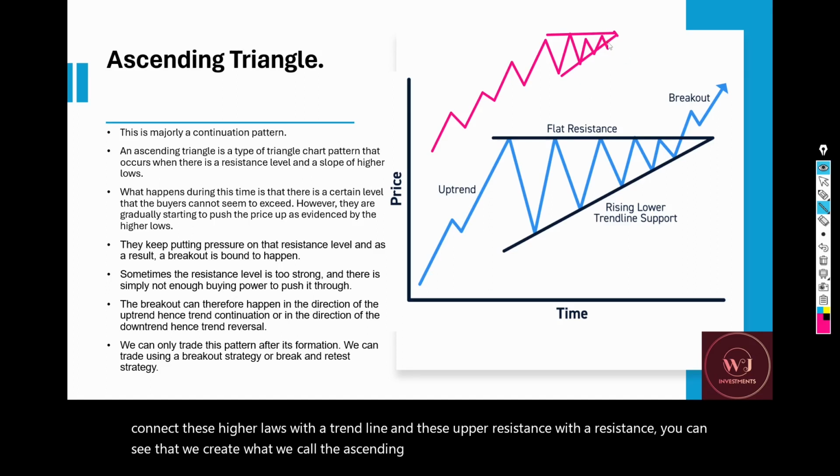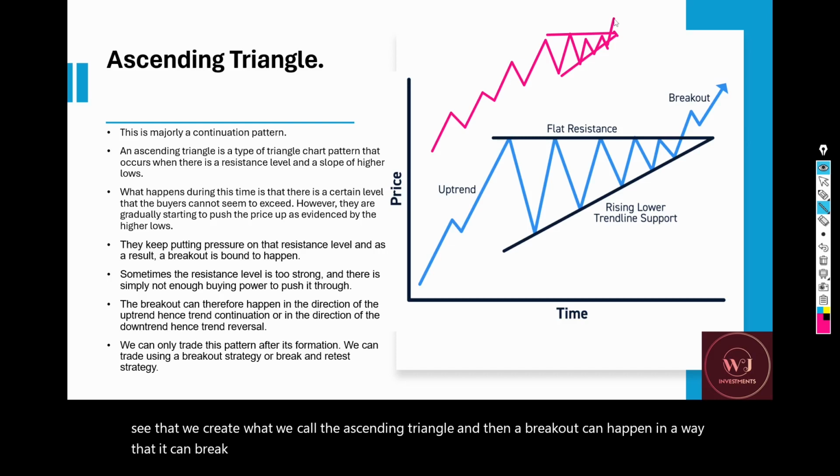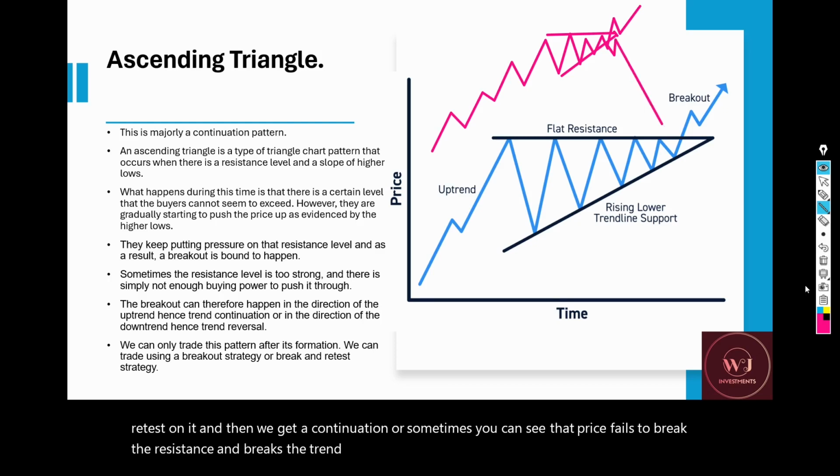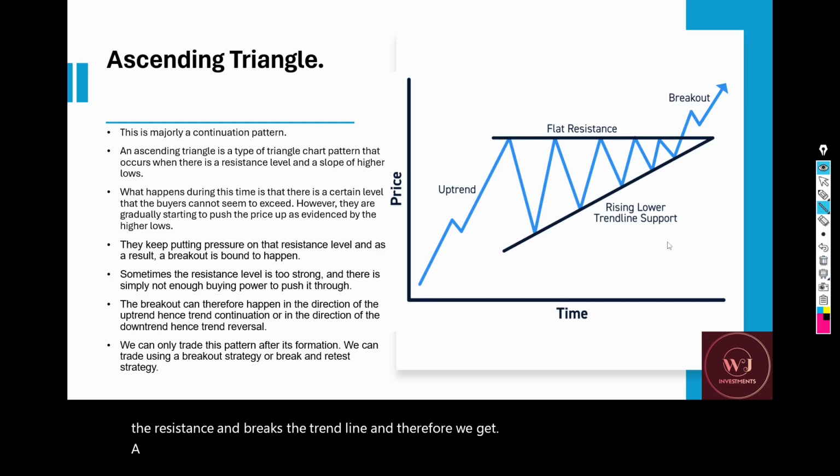And then a breakout can happen in a way that it breaks out of the resistance. We get a resistance break. Sometimes we can get a retest on it, and then we get a continuation. Or sometimes you can see that the price fails to break the resistance and breaks the trend line, and therefore we get a trend reversal.